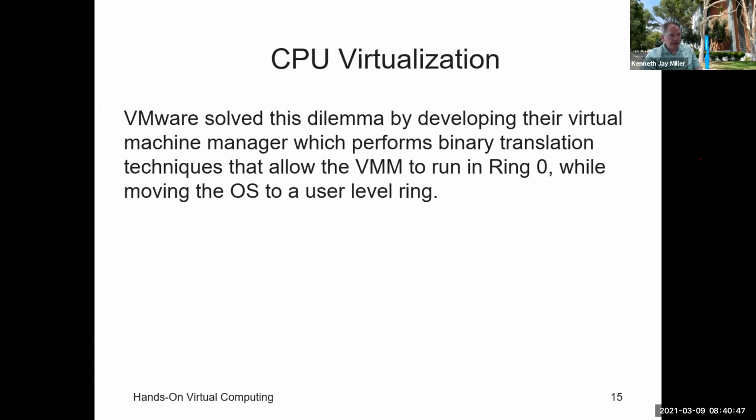So VMware solved this problem by developing their virtual machine manager, which is their administrative console. It performs binary translation techniques that allow the virtual machine manager to run in ring 0 while everybody else gets bumped up a ring. So now the operating system isn't at ring 0, it's at ring 1.